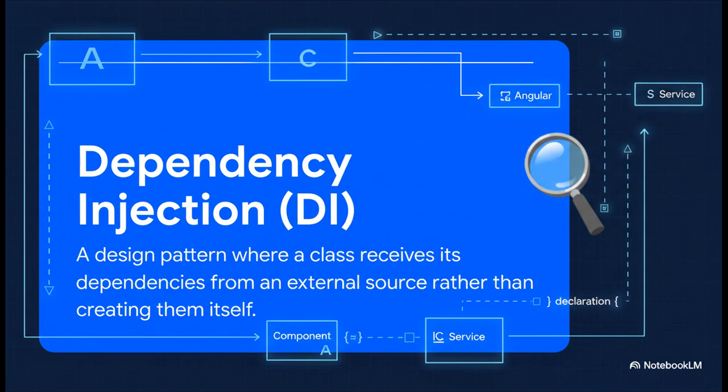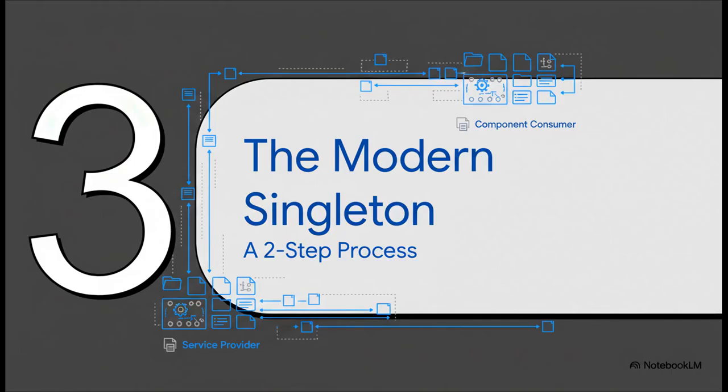It says, hey, I need a subscription service, and some external system, in our case, Angular's injector, provides it. The component has no idea how the service was made or where it came from. It just trusts Angular to hand over the correct one. So, let's get practical. How does this all actually work in modern Angular? Well, the great news is the whole process has been simplified down to a super easy two-step process.